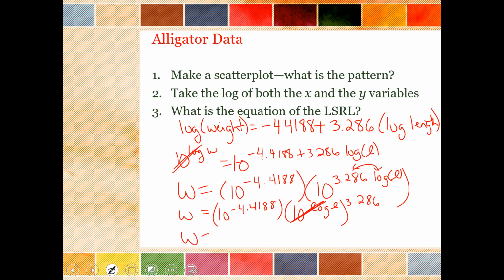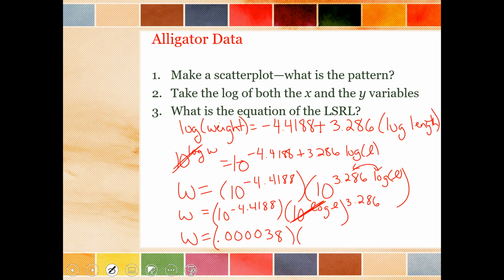So what you end up with is W, and if you take 10 to the negative 4.418 power, you get a really small number, 0.000038.